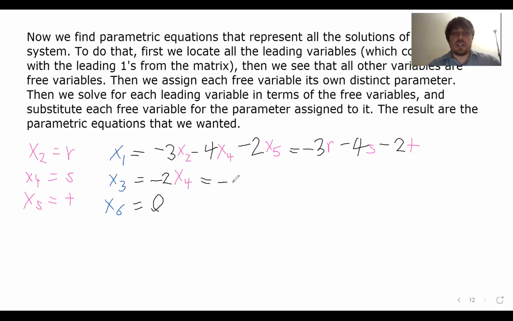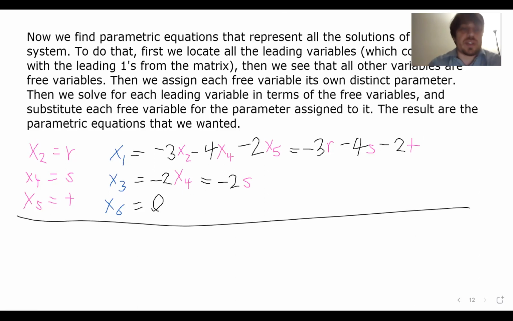This is equal to negative 2. x4 is s, and it still equals 0. So x1 is equal to negative 3r minus 4s minus 2t. x3 is equal to negative 2s. x6 equals 0. And so the result of all this is that we get our final parametric equations describing all the solutions of this linear system.